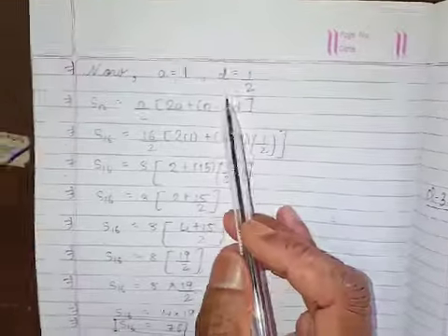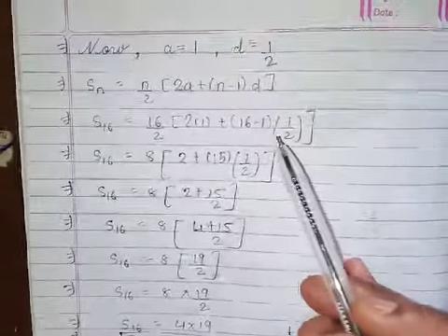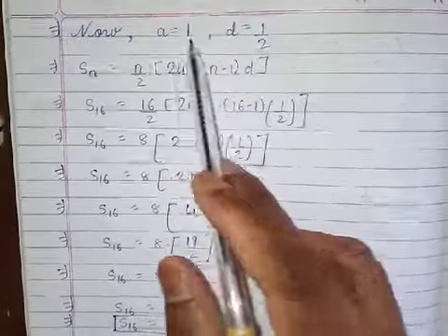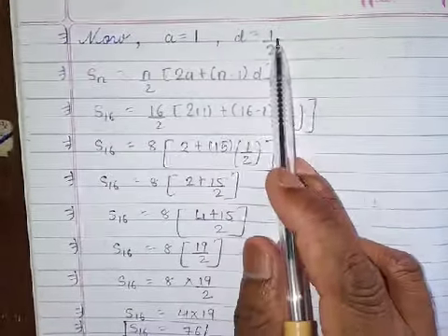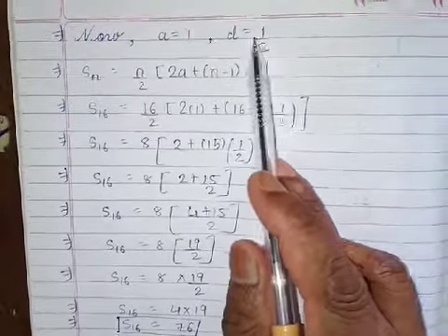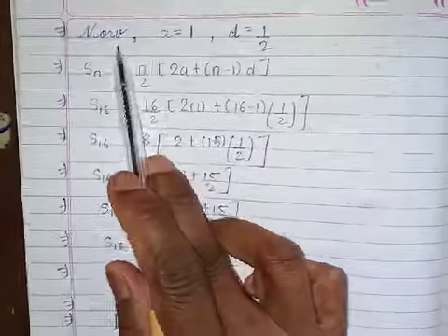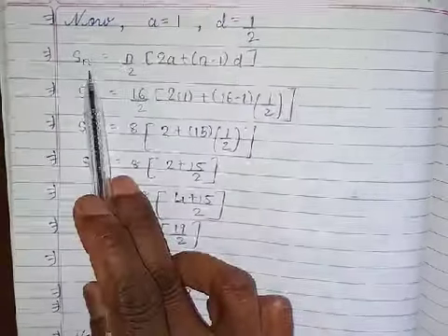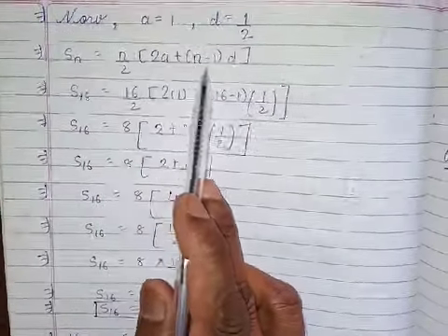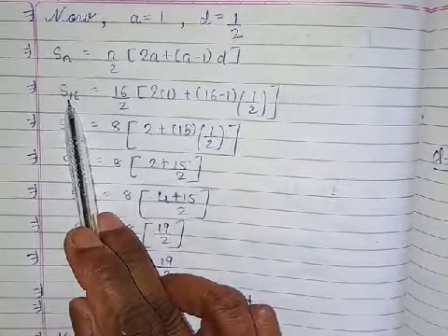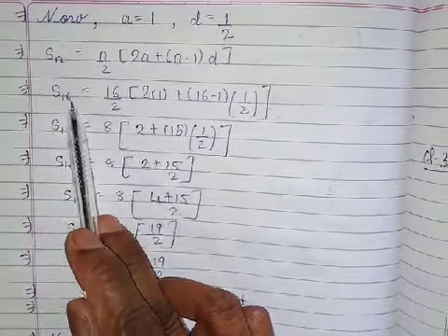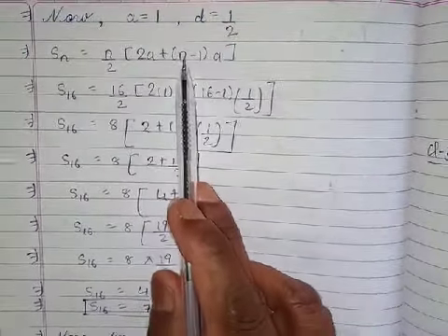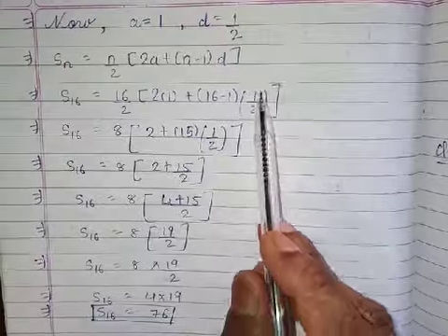Now S16 we have to find. So we'll have two S16: one with a as 1 and d equal to half, and the other with a equal to 5 and d equal to minus half. So a is equal to 1 and d is equal to half. Sn is equal to n by 2 into (2a plus (n minus 1) into d). Simplifying, S16 is equal to 16 by 2 into (2 into 1 plus (16 minus 1) into half).